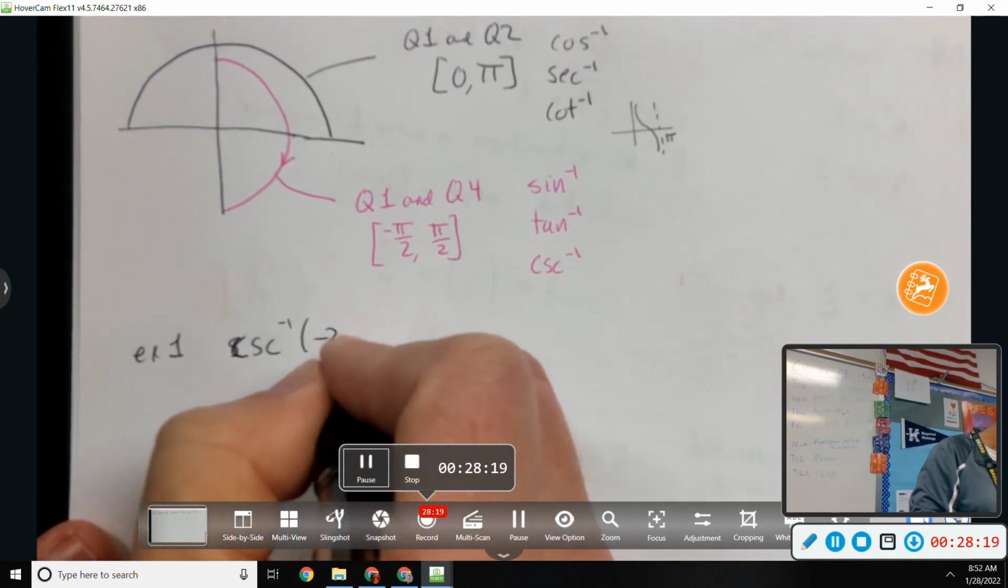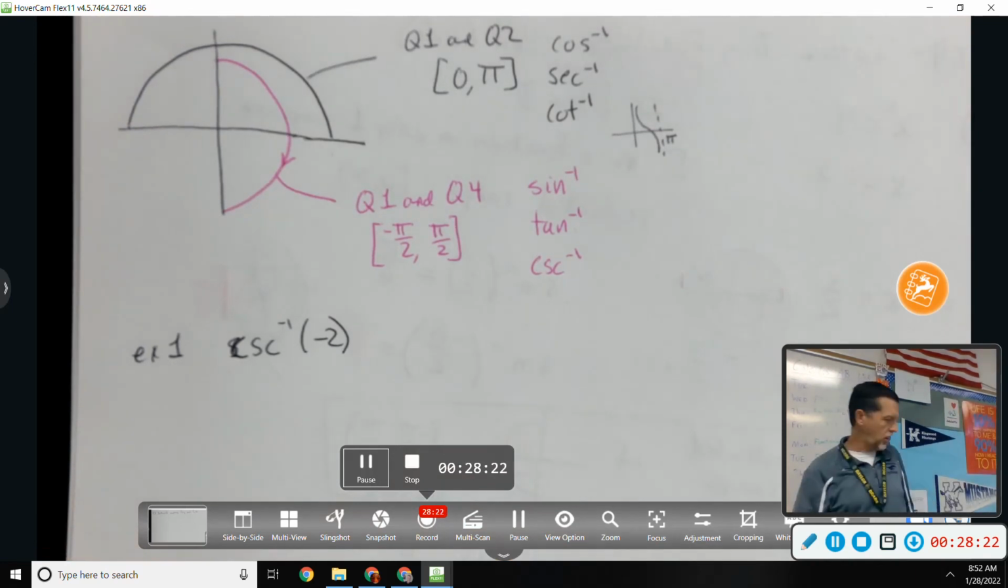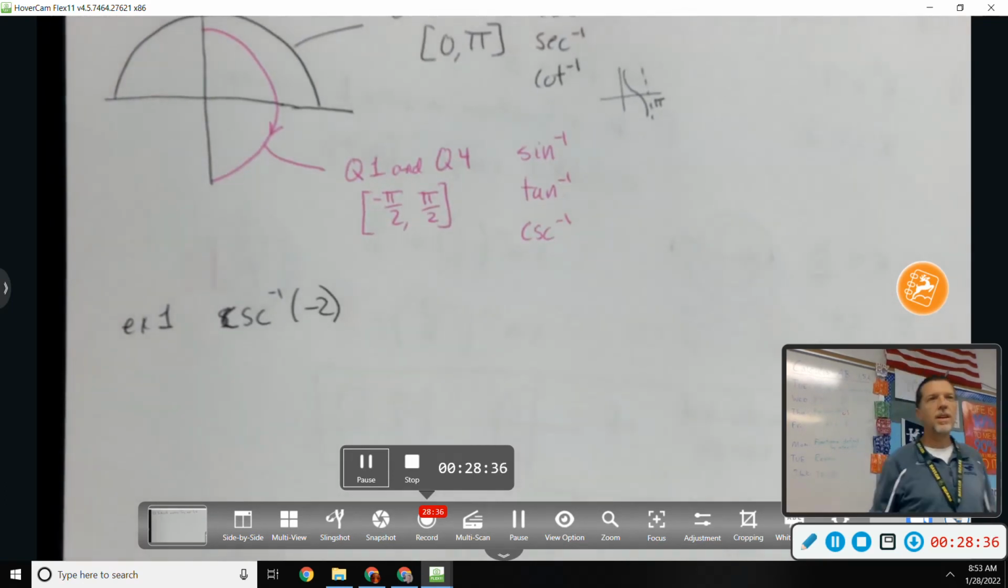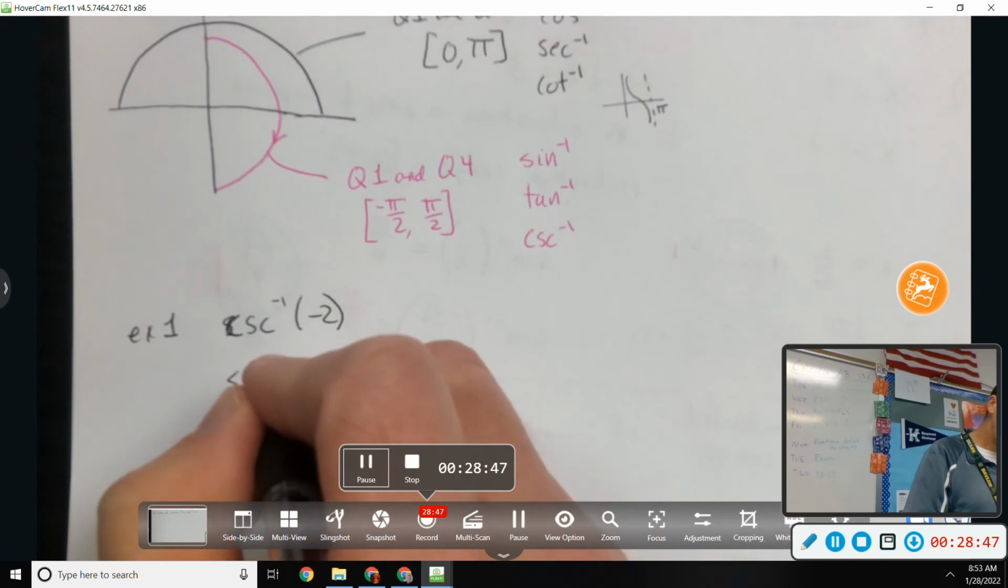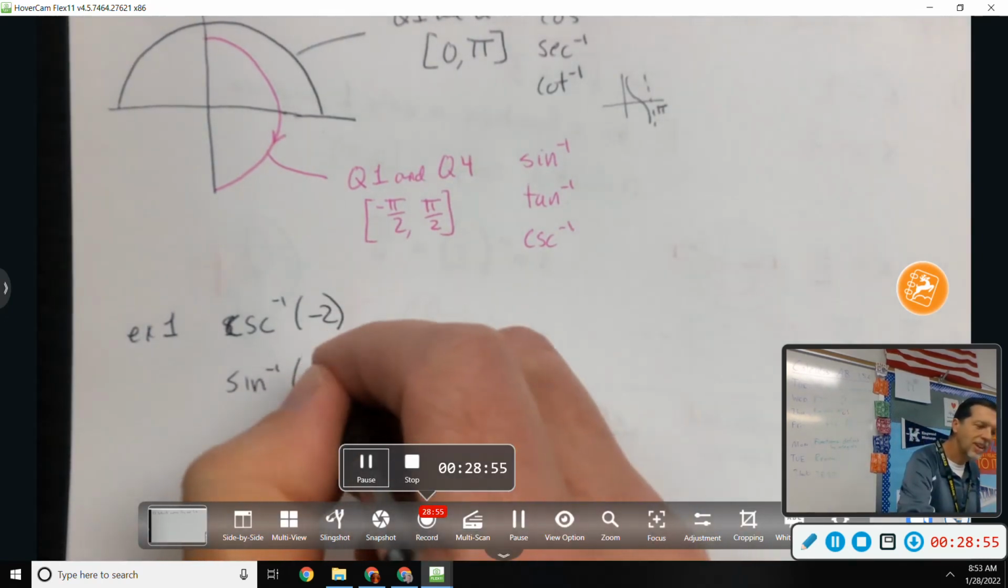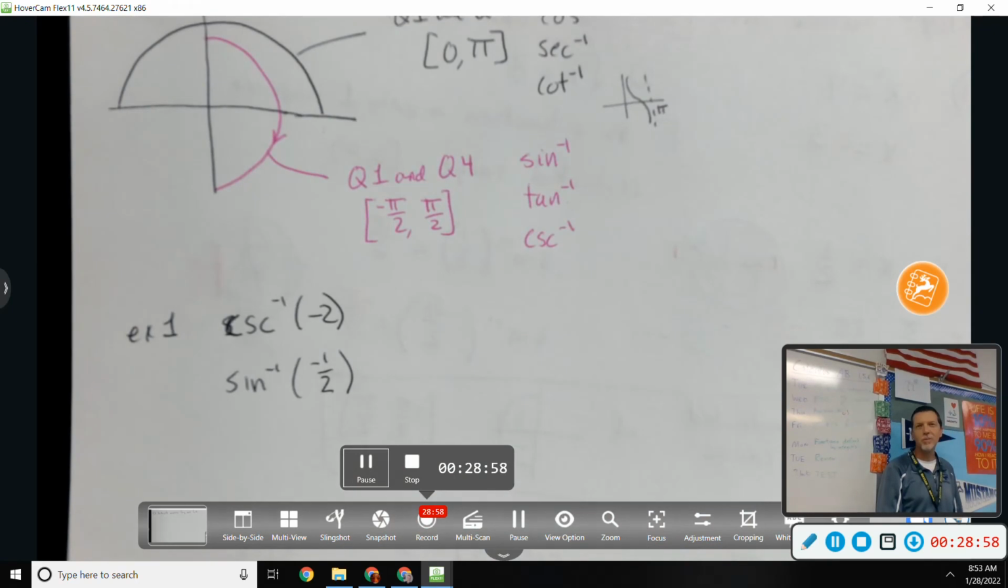Let's try some maybe trickier ones here. Inverse cosecant of negative 2. Cosecant. I don't like thinking about cosecant. What would I rather think about? Sine. And if the cosecant is negative 2, what does that mean the sine is? Negative 1 half. So we don't really even work cosecant problems. We change them to sine problems.